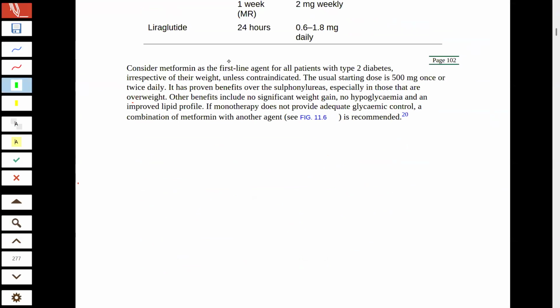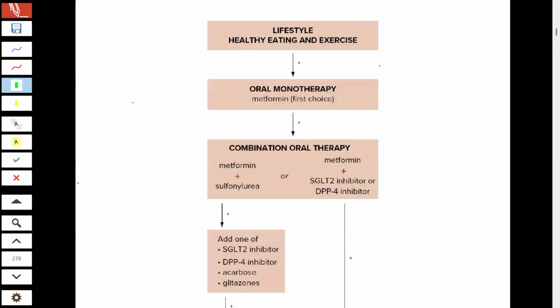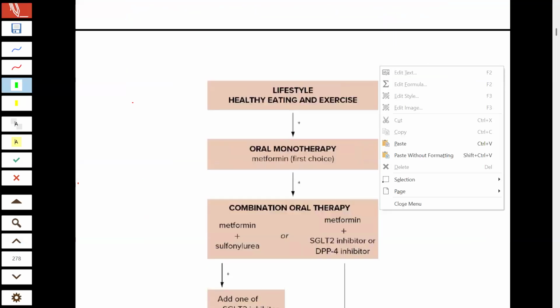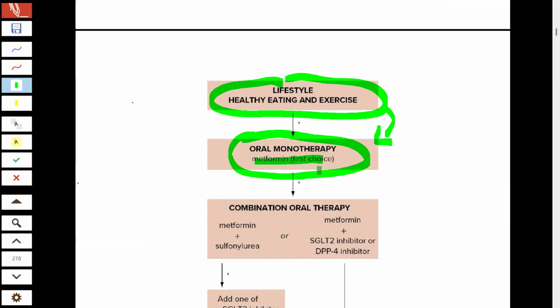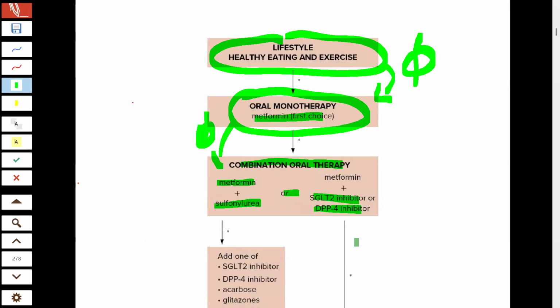Metformin is considered a first line agent for all patients with type 2 diabetes. We discussed this. So first of all, lifestyle modification. If this is ineffective, then add monotherapy, metformin first line. If this is ineffective, then we will use a combination of oral therapy: metformin along with sulfonylureas or SGLT2 or DPP4. According to this, we will choose the combo. We will choose any one.